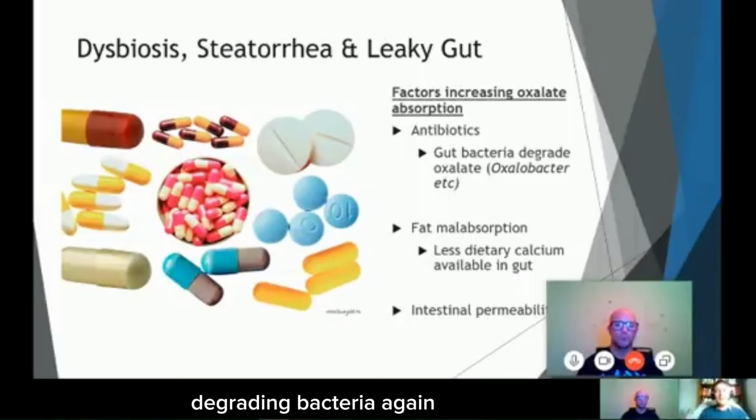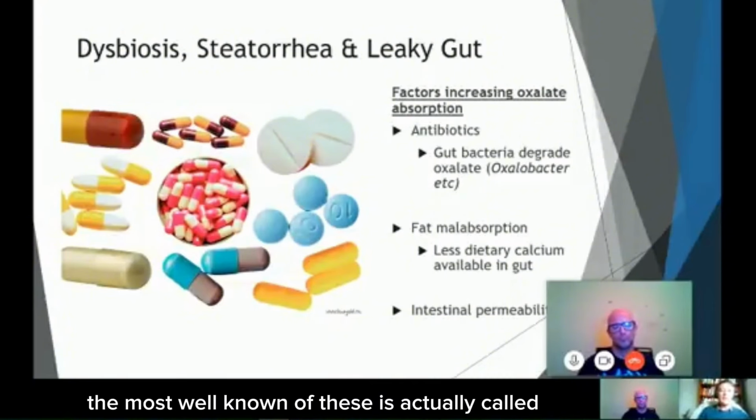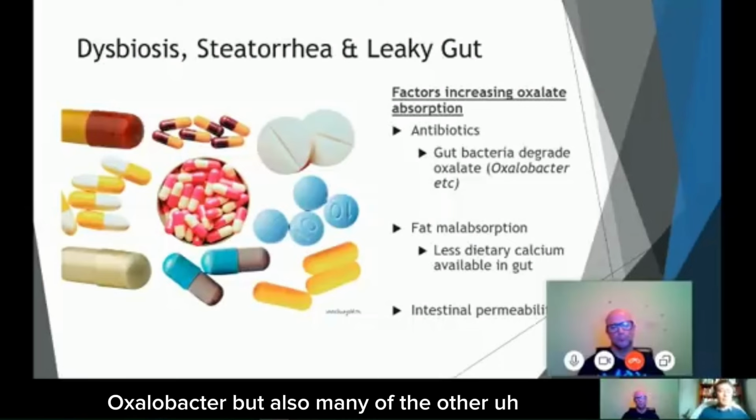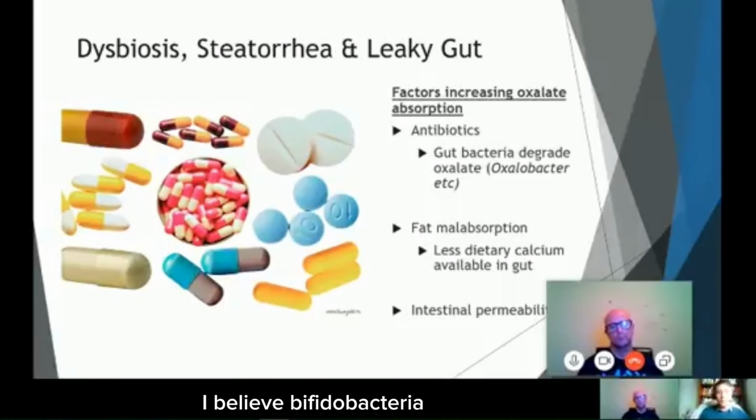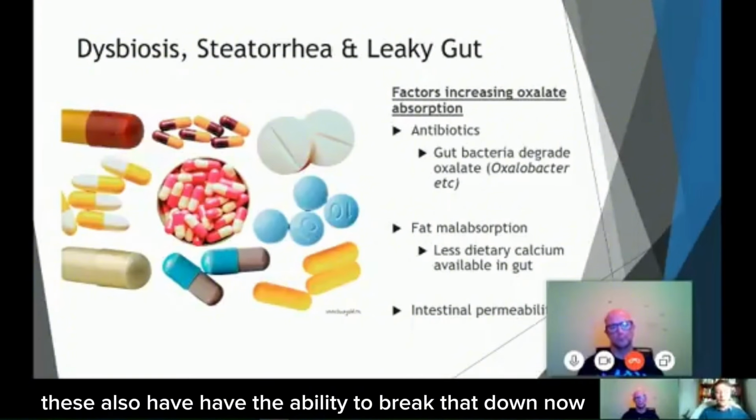Bacteria. What they do is they take the dietary oxalate and basically metabolize it. They get rid of it for you. So these are really protective. The most well-known of these is actually called Oxalobacter, but also many of the other commensal flora, such as Lactobacillus or, I believe, Bifidobacteria, also have the ability to break that down.